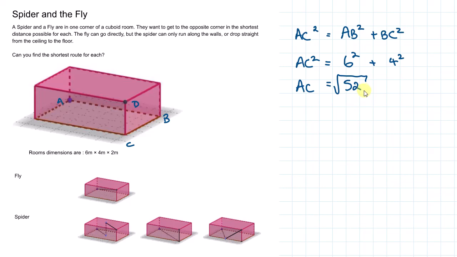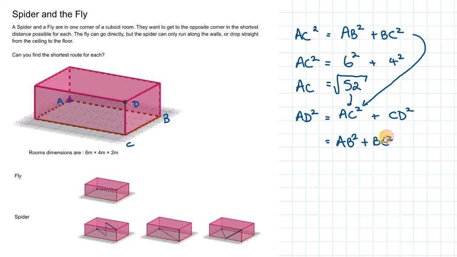Now, this is where the weird thing happens. To get AD, what I have to do is I have to do AC squared, which is actually this 52. Well, AC squared from the first line is actually AB squared plus BC squared. They both give us this value. And I need to add to it the height, CD. So in terms of algebra, we've got our distance going along the back, AB squared plus BC squared, gives me that part, plus CD squared.